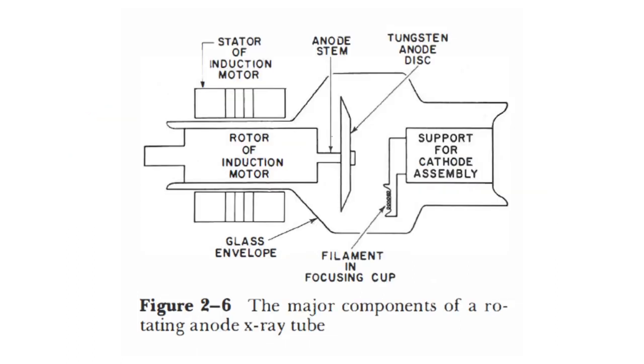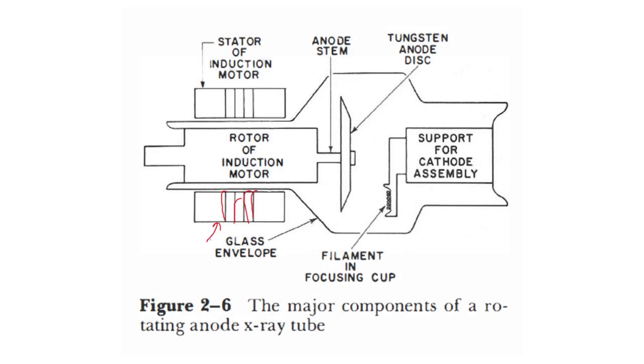Now, how are we going to rotate this tungsten anode disc? One way of rotating this tungsten anode disc is by using the stator of an induction motor. What we do is, there are stator coils which surround the neck of the X-ray tube. This is the neck of the X-ray tube. We have stator coils which surround the neck of the X-ray tube. These are the stator coils.